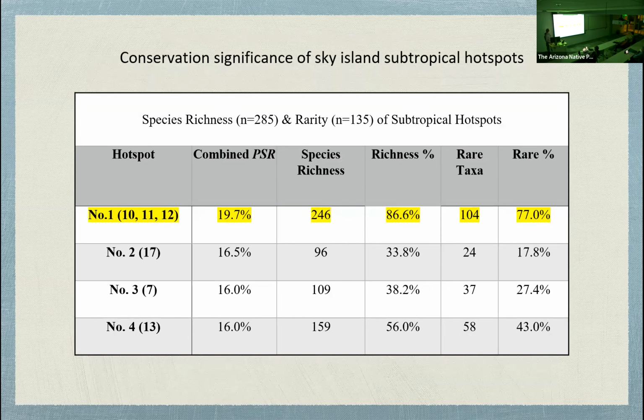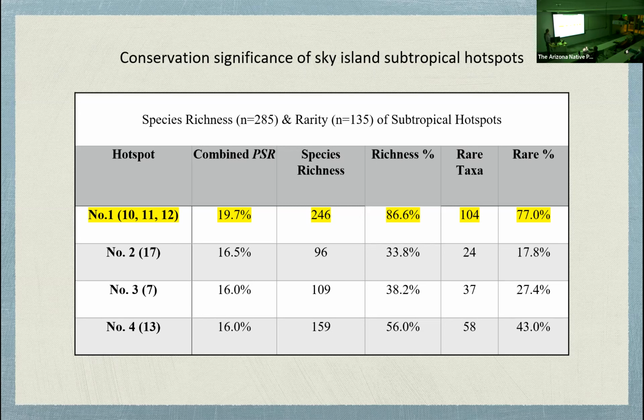And then this is the big conservation takeaway. In addition, for each of the hotspots, I looked at the subtropical species richness, the total number of plants that occurred in that area, and the percentage, and then looked at rare taxa to give some significance to what we were doing. The rare taxa were defined using NatureServe primarily. We looked at rare, very rare, and vulnerable taxa.